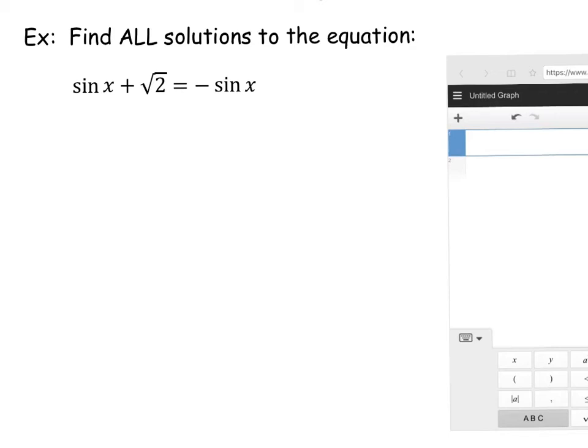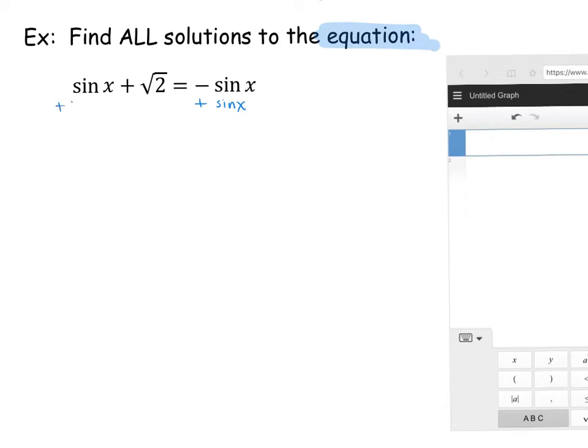Welcome to this video about solving trig equations. So in this first example, we have the equation sine x plus square root of 2 is equal to negative sine x. Now this is an actual equation, so that's different than what we've been doing, which was verifying trig identities. This is an actual solution. Okay, so I can do whatever I want.